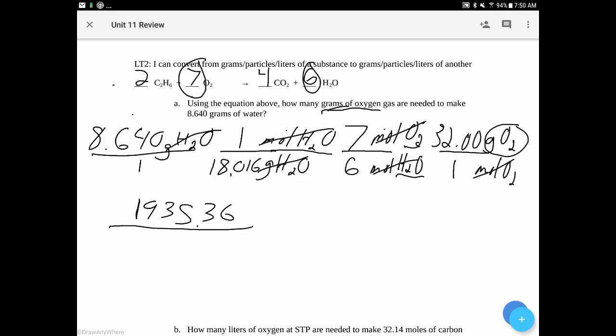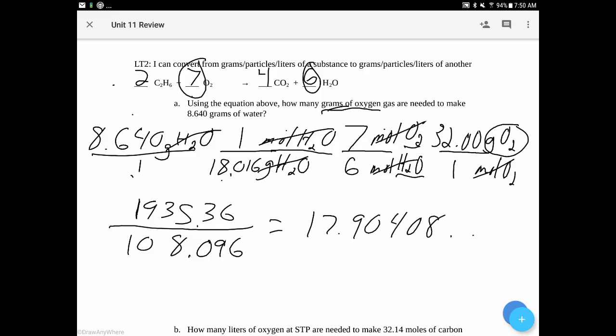Okay, then we take our bottom numbers, so 1 times 18.016 times 6 times 1, and we get 108.096. So we then go back to our top number, 1935.36, divided by our bottom number, which is 108.096, and we get 17.90408, and so on.